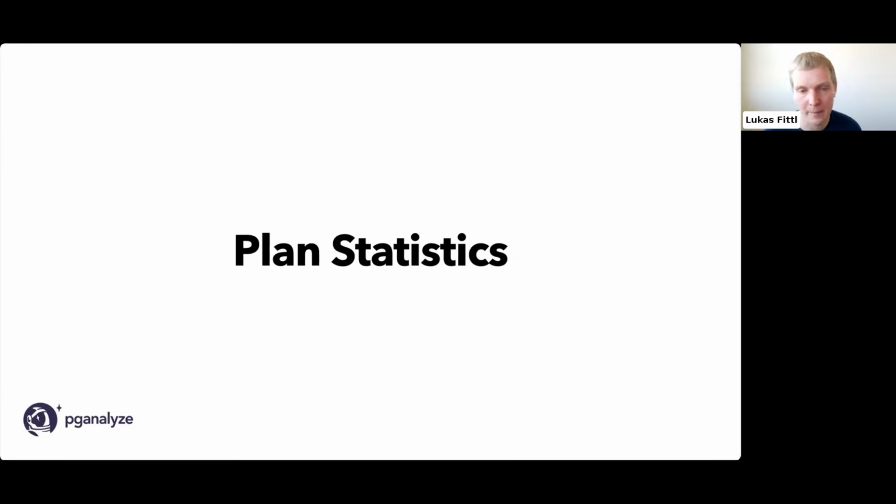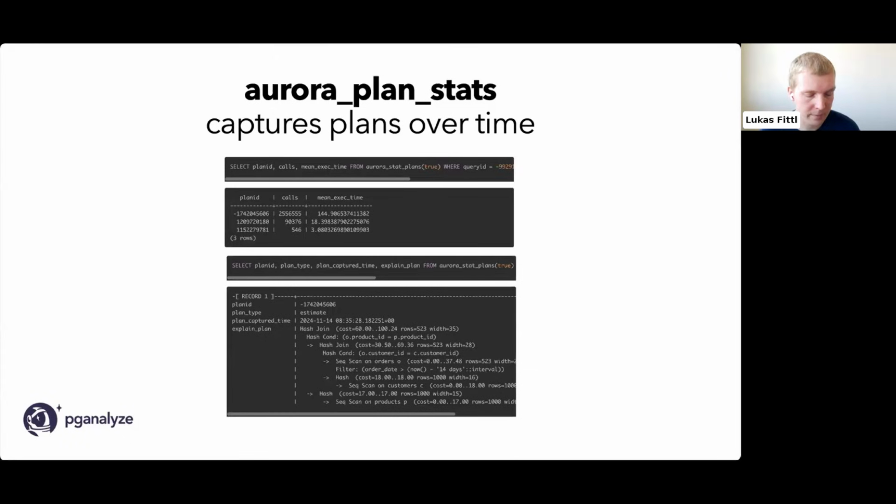So plan statistics. Aurora has a thing called Aurora Stat Plans. Aurora Stat Plans basically tracks which queries have run how often and with which query plan, right? So if I want to know, did my query get slower because a plan regression occurred, I can use Aurora Stat Plans to find that out.